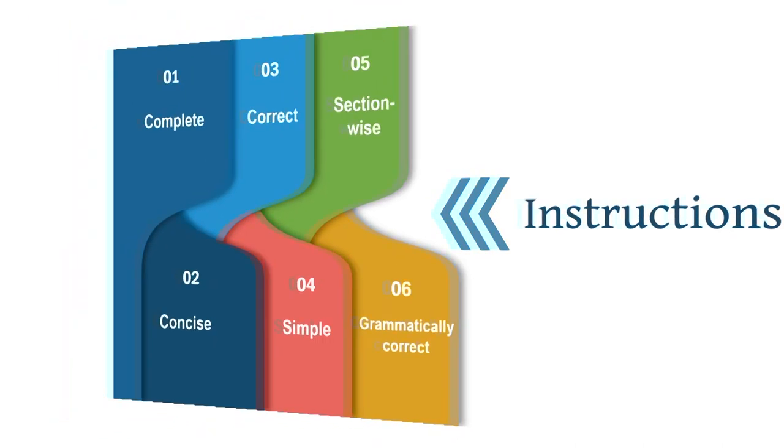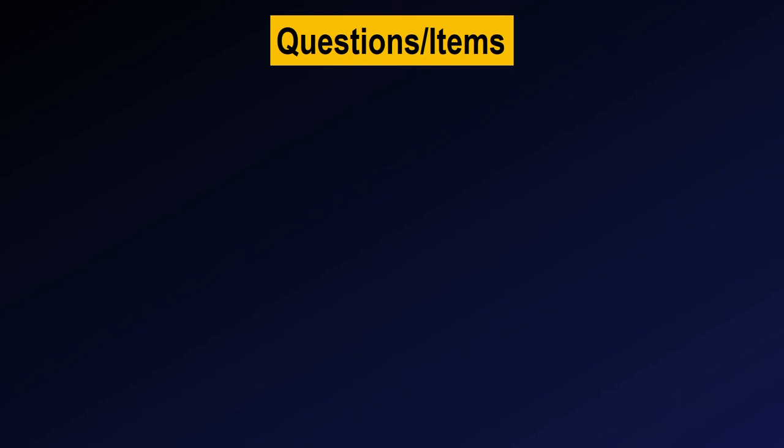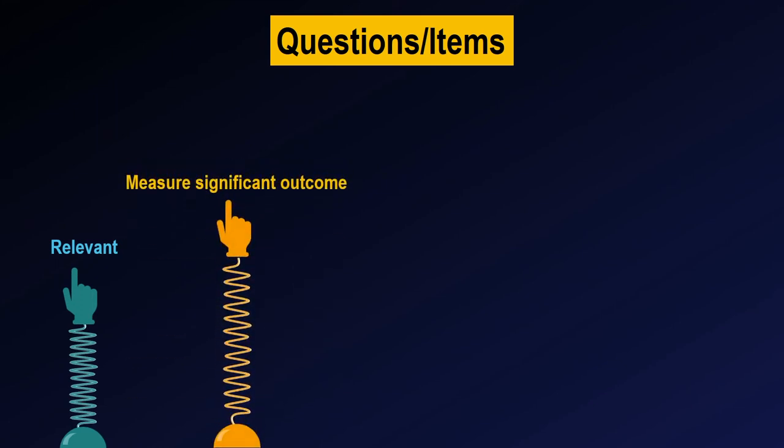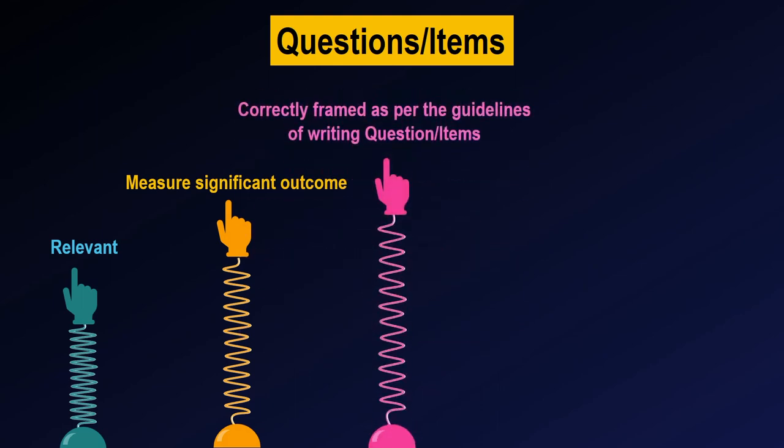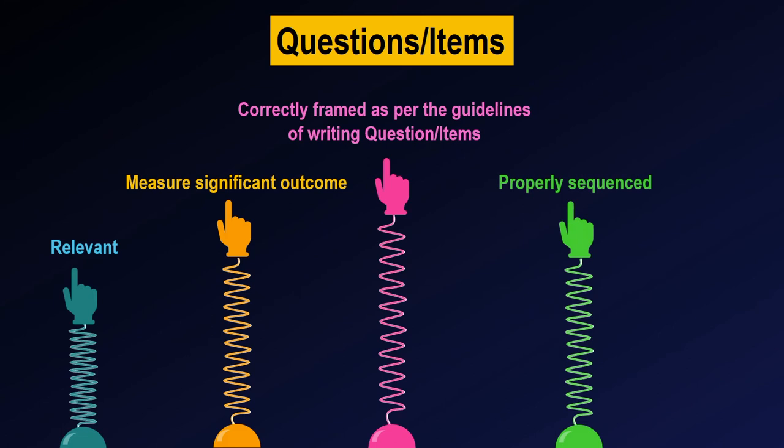The third thing is the questions and items. The questions or items are to be relevant, they should measure a significant outcome, and they should be correctly framed as per the guidelines for writing questions or items, and they should be properly sequenced and grammatically correct. I am just giving you the basic guidelines, but you need to go to the guidelines for writing true false, matching type, multiple choice type items, assertion and reasoning type items, as well as fill in the blanks, short answer type, and essay type, which may be restricted or extended essay type, to write a good quality question or item.